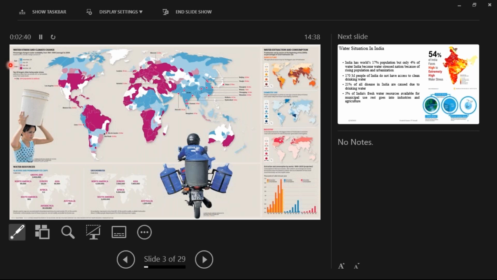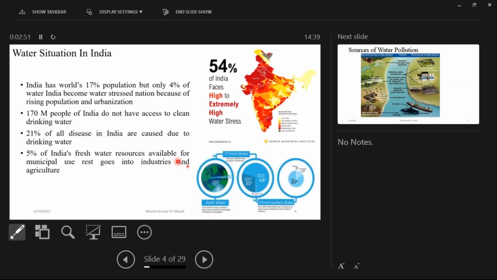These top 20 cities are defined as cities that use at least 40% of all available water from the watersheds. Now if I talk about India, 54% of India faces high to extremely high water stress. India has 17% of the world population but only 4% of the water. India became a water stressed nation because of the rising population and urbanization.